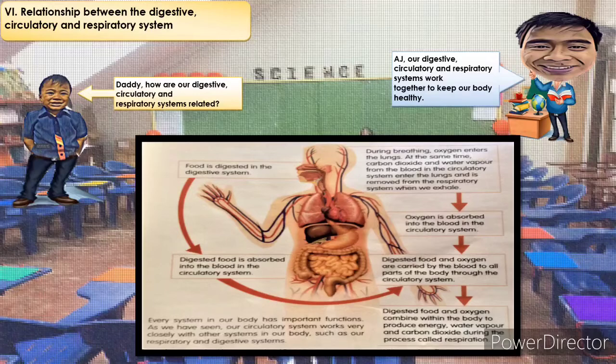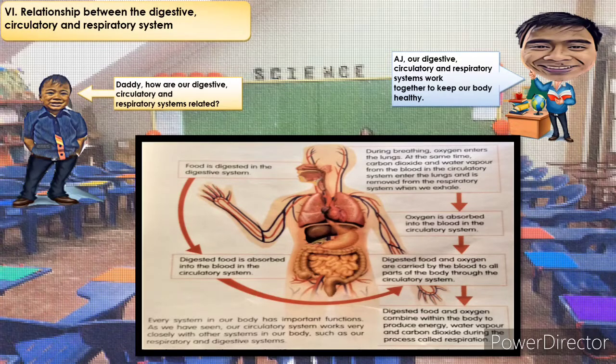During breathing, oxygen enters the lungs. At the same time, carbon dioxide and water vapor from the blood in the circulatory system enter the lungs and is removed from the respiratory system when we exhale. Oxygen is absorbed into the blood in the circulatory system.